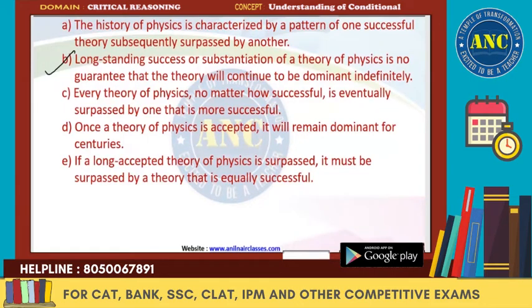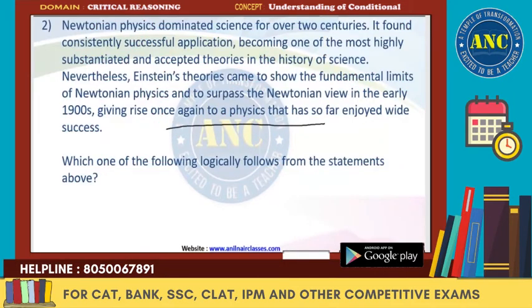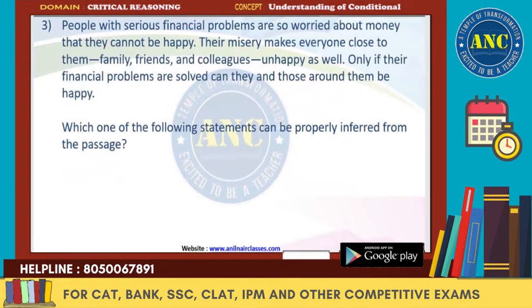Option E. If a long accepted theory of physics is surpassed, it must be surpassed by a theory that is equally successful. Now, even though Einsteinian physics has enjoyed wide success in surpassing Newtonian physics, nowhere in the stimulus is there evidence to prove that each theory must be surpassed by an equally successful theory. Hence, option B.